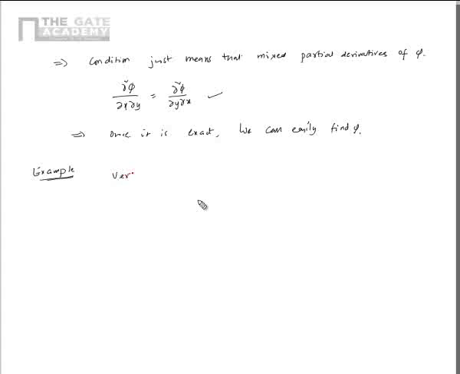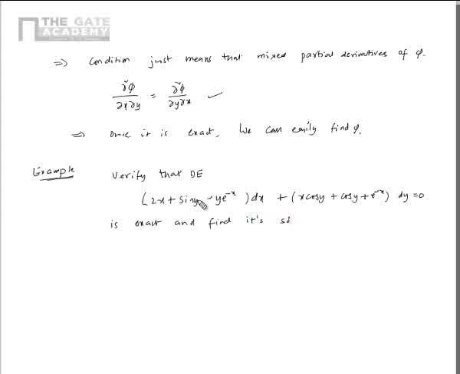Verify that the differential equation (2x plus sine y minus y e power minus x) dx plus (x cos y plus cos y plus e power minus x) dy is equal to 0 is exact. First we need to verify it is exact, and then we have to find its solution. Comparing with the standard form, M is 2x plus sine y minus y e power minus x, and N is x cos y plus y plus e power minus x.